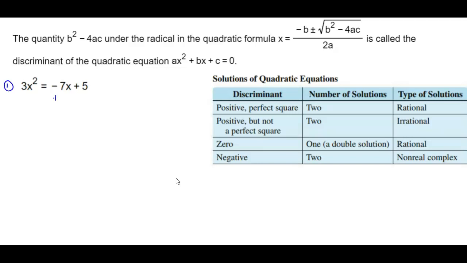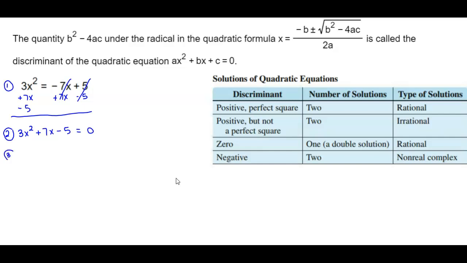So that means we're going to have to add 7x to the left side of the equation, and then subtract 5 from the left side of the equation. Okay, so what does that look like? On the left side, we have 3x squared plus 7x minus 5, and both of those give you 0, so it's equal to 0. So now it's in standard form.